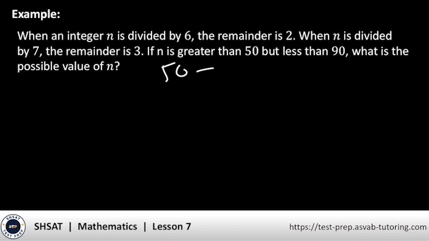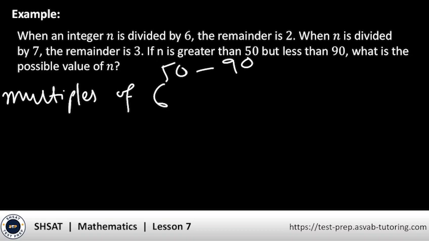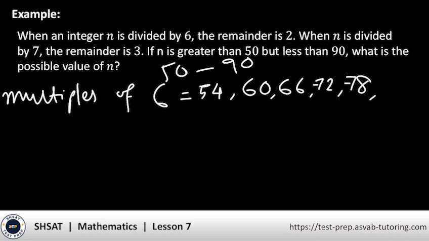The numbers between 50 and 90. So first of all, let's look at the numbers that are multiples of 6, as in they are divided by 6 first. So multiples of 6 that are essentially between 50 and 90. What are they? So 54, and then 60, 66. You can just do plus 6 and move on. So that's 72, 78, 84, and 90 itself.